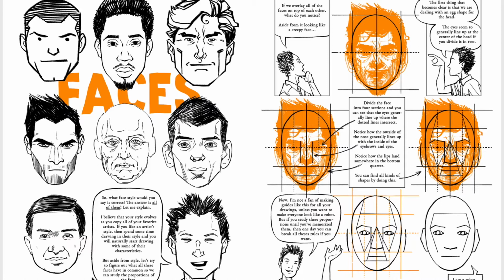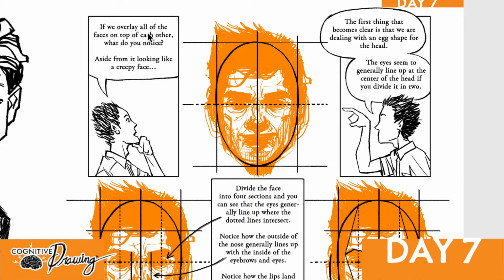So even though cognitive drawing is great for learning styles, aside from style, let's try to figure out what all these faces have in common so we can study the proportions of the face, okay? So if we overlay all of the faces on top of each other, what do you notice? Well, aside from them looking like a creepy face, the first thing that becomes clear is that we are dealing with an egg shape for the head. The eyes seem to generally line up in the center of the head, right here.